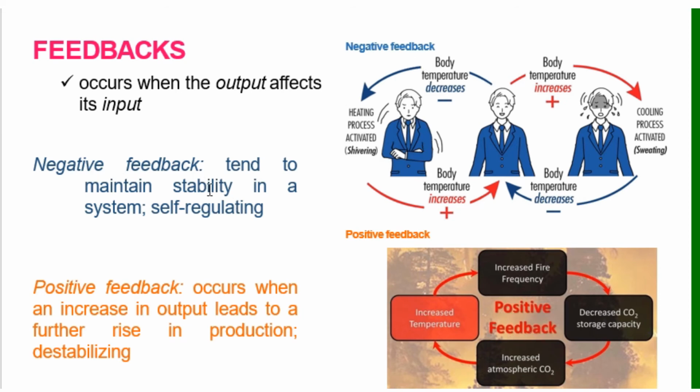So again, when we say negative feedback, it tends to maintain stability in the system, or self-regulating. Meaning to say, stabilize, homeostasis, so that we can achieve homeostasis. In this case, we have the example here, a body temperature. So a human, you, let's say for instance, this is you as an example.